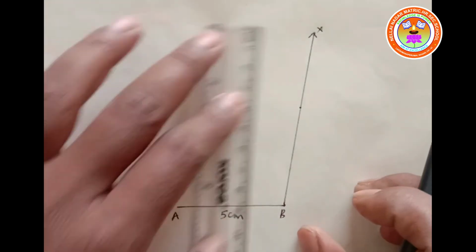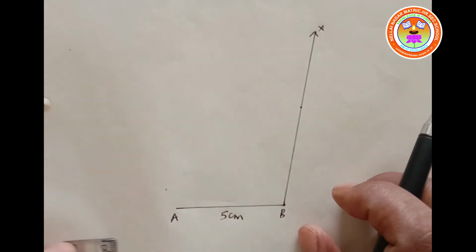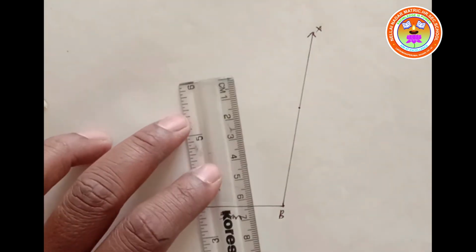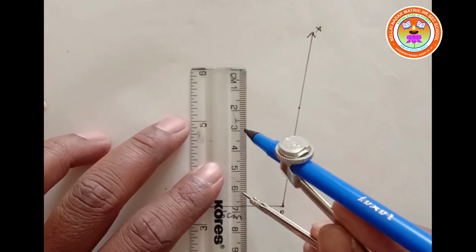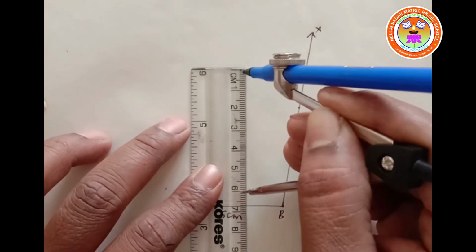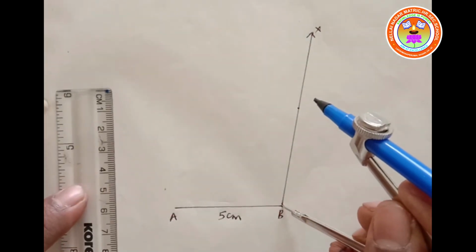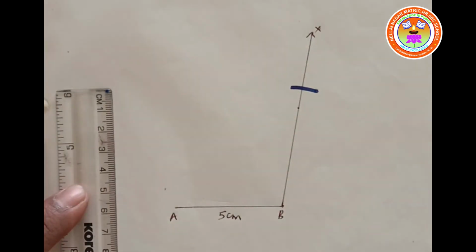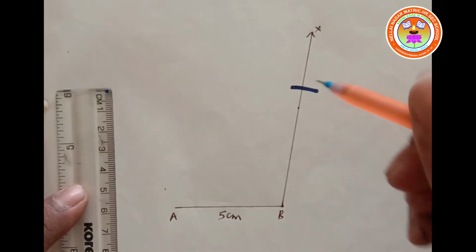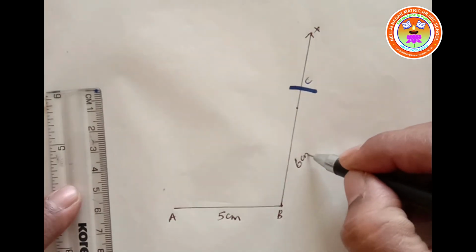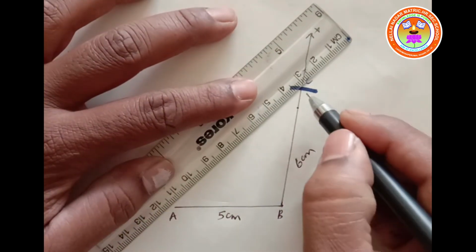Make this line as BX. Now take BC equal to 6 centimeter, which is given. With the help of compass measure 6 centimeter. From the line BX cut an arc with radius BC equal to 6 centimeter. Join AC.